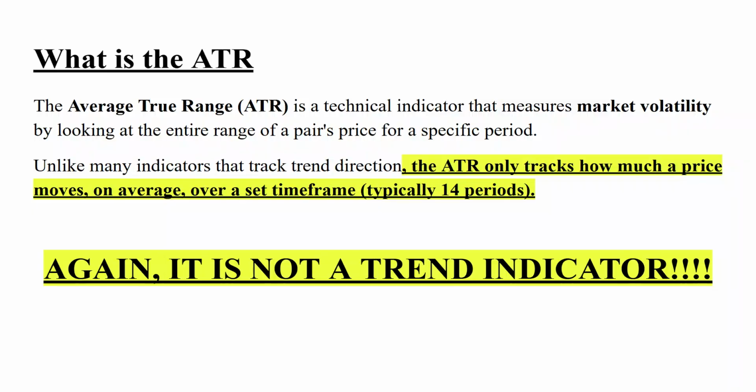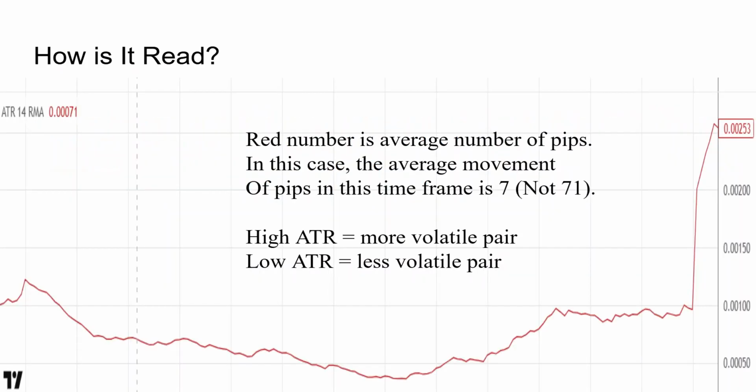So all the ATR does is measure how much price has moved on average over a set time frame, typically 14 periods, okay? But it is not a trend indicator. It does not show you which direction a pair is going to go. It only shows you yes, this pair is moving a lot, or no, this pair is not really moving all that much on average. Okay, that's all it does. It's like a ruler. So it's not going to tell you which direction to trade in. But we can still find it useful.